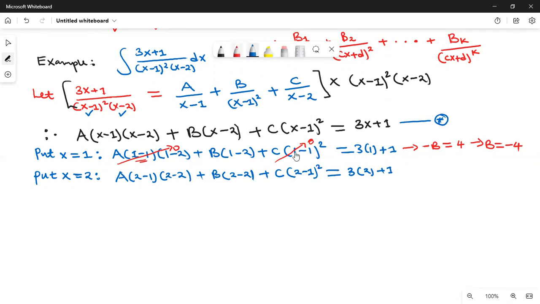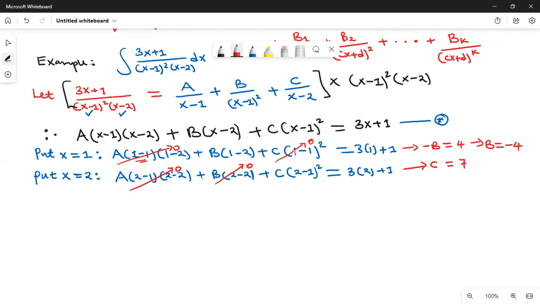So let's work out. Again, the first term will disappear because 2 minus 2 is 0. Second term, again, that is 0. So we only have the third term. C times 2 minus 1 is 1. 1 squared is 1. So that means from here, we're going to get C equals 3 times 2, that is 6, plus 1. That will give us 7.